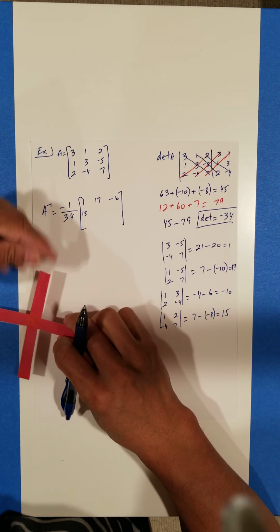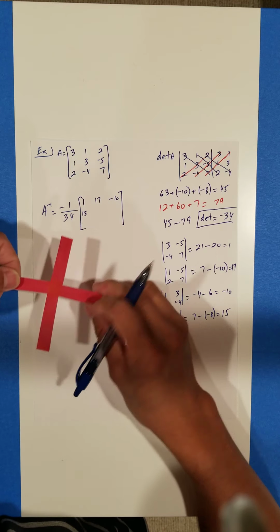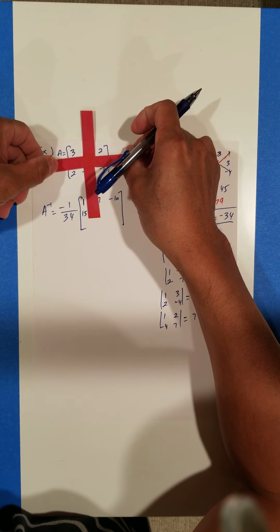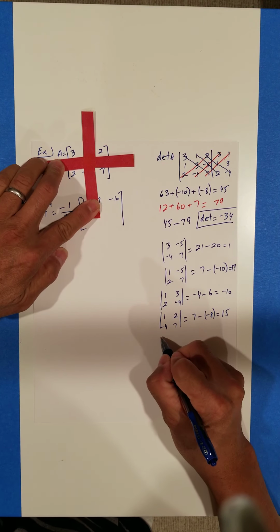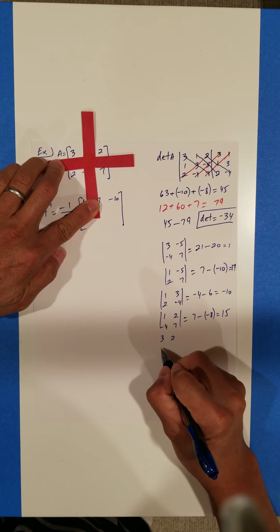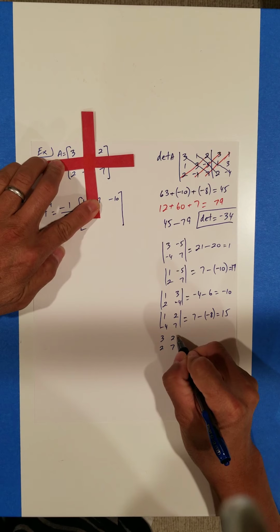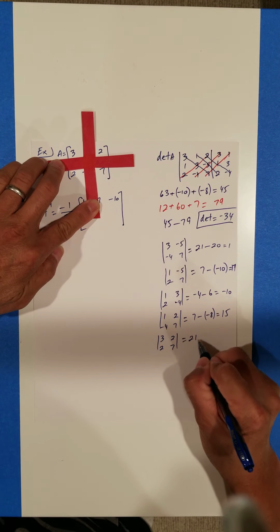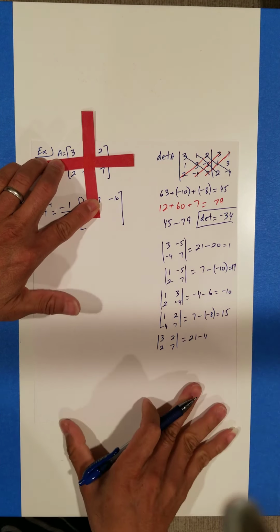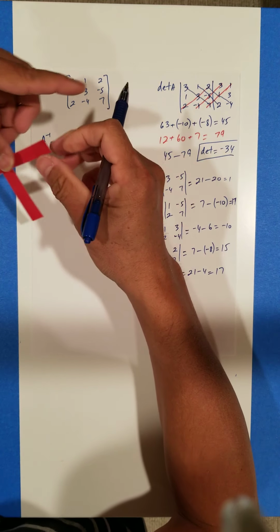Now comes the 5th number. I'm going to cover up the row and column of 3. When I cover that up, I'm going to get 3, 2, 2, 7. So finding this determinant is 21 minus 4, right? If you remember that, that's 17. So I'm going to have 17 here again.